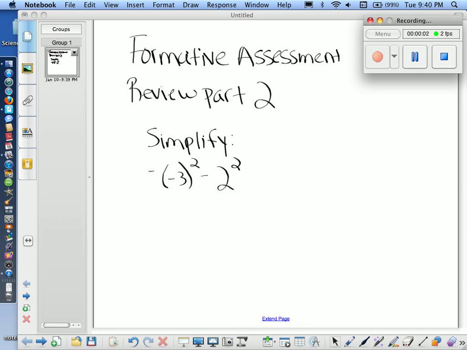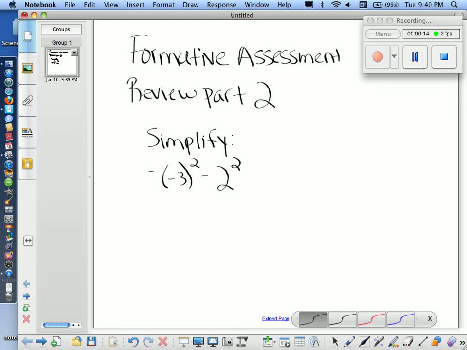All right, and the last two problems, again, we had some trouble with these, so let's go through them. Let's show them step by step, and we'll go slow together. So we've got this negative out in front, and we've got -3 times -3. Okay, this is going to become a +9.